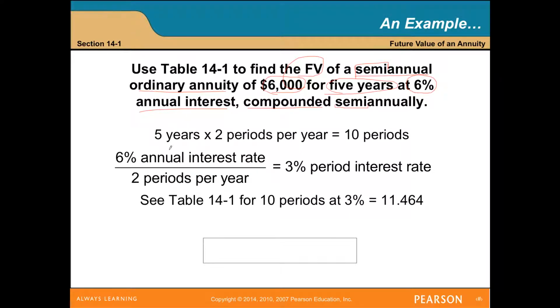So here's how you work it out. We know that we have 5 years and 2 periods per year. So in total we have 10 periods. So then the first step is really trying to find out how many periods we're going to look at, because that's going to be key in the formula. Next, you have the 6% annual interest rate, which is given in the problem, divided over 2 periods per year, because we're looking at 5 years, and there's two.